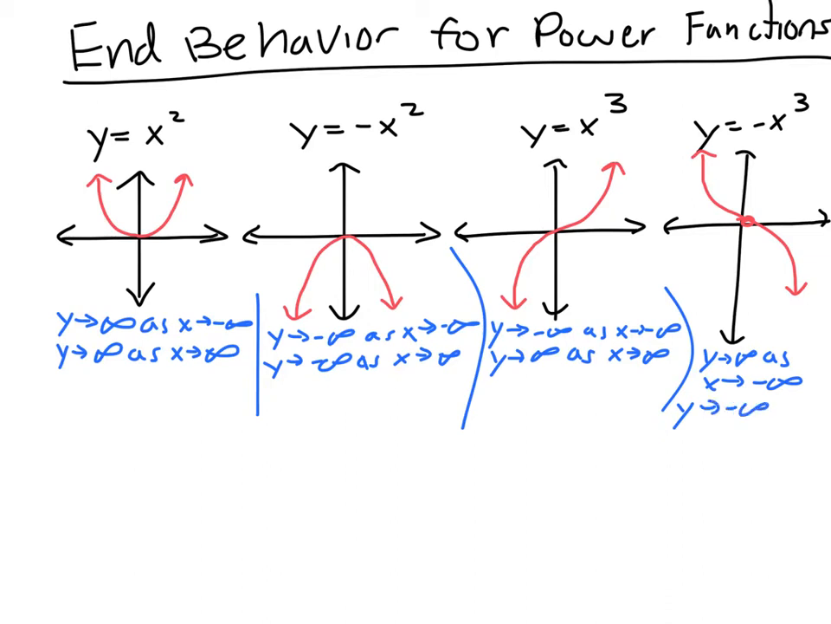So y goes to negative infinity as x goes to infinity. All right, so that's the end behavior of these four functions. But I have good news, which is these two end behaviors are going to be the same end behavior whenever the power function has an even n. Okay, so here the power function's degree is 2.